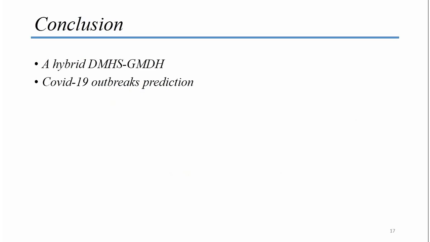In this paper, a hybrid DMHS-GMDH algorithm was presented to predict time series of COVID-19 outbreaks, inspired by the Harvard Research algorithm and the GMDH type neural network. The proposed DMHS-GMDH leads to an effective prediction model. The experimental results show that the proposed DMHS-GMDH algorithm outperforms the basic GMDH type neural network and the multi-layer perceptron neural network for different evaluation metrics.